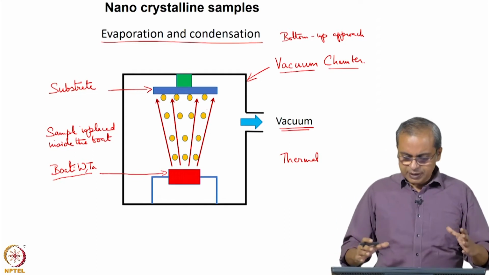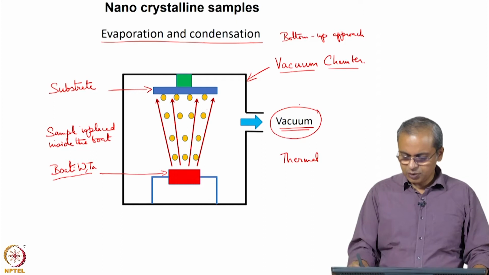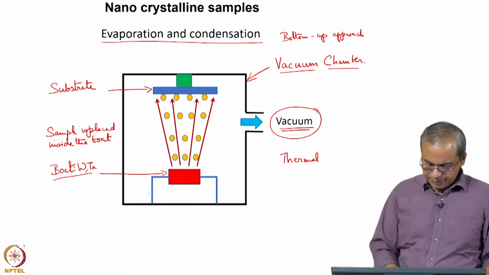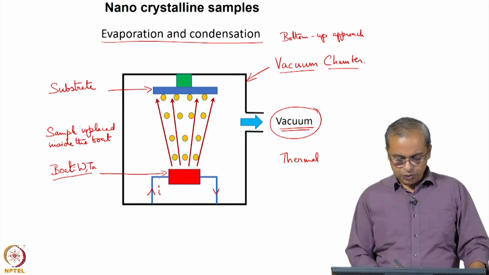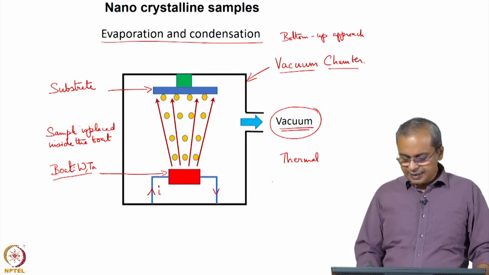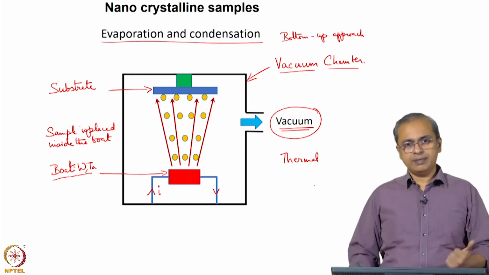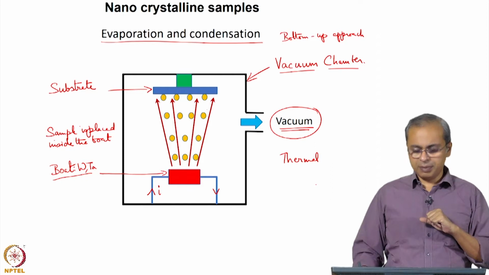So, what we do is we draw vacuum here. So, the chamber gets evacuated, and then you can send current, which goes through this boat. This boat is a high resistance boat, tungsten and tantalum have high resistance. So, you have high heating. So, I squared R heating will happen, you will have considerable amount of heating.